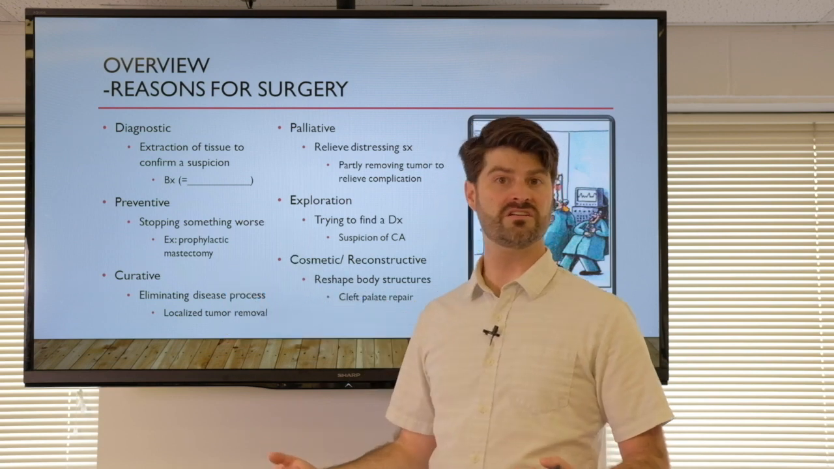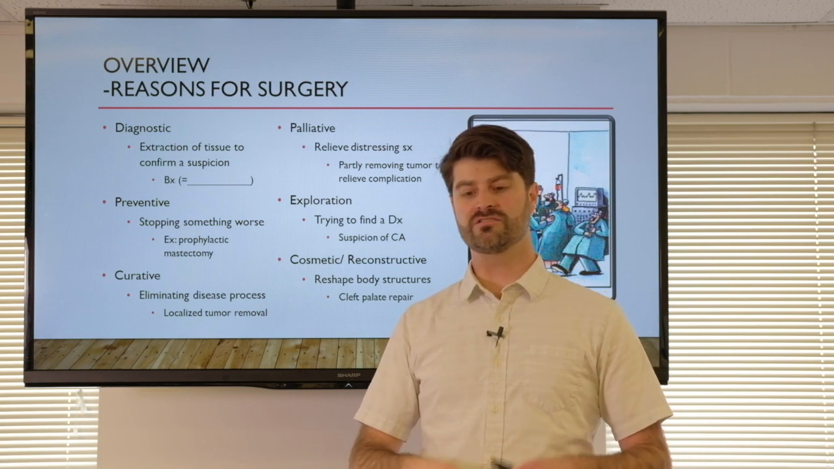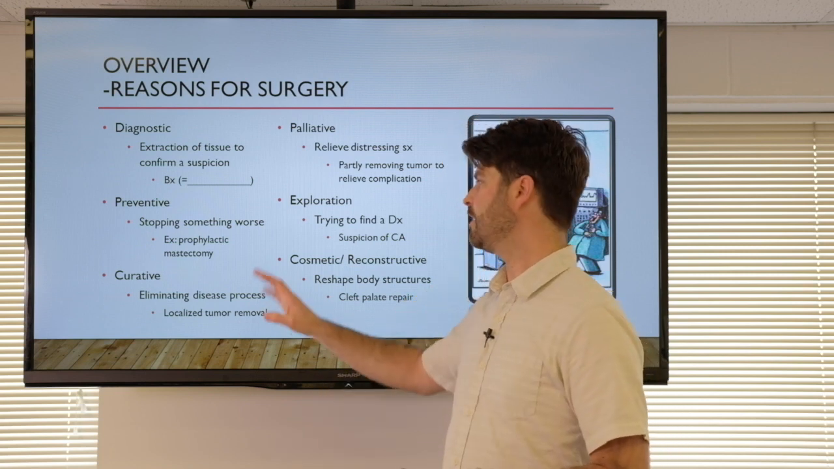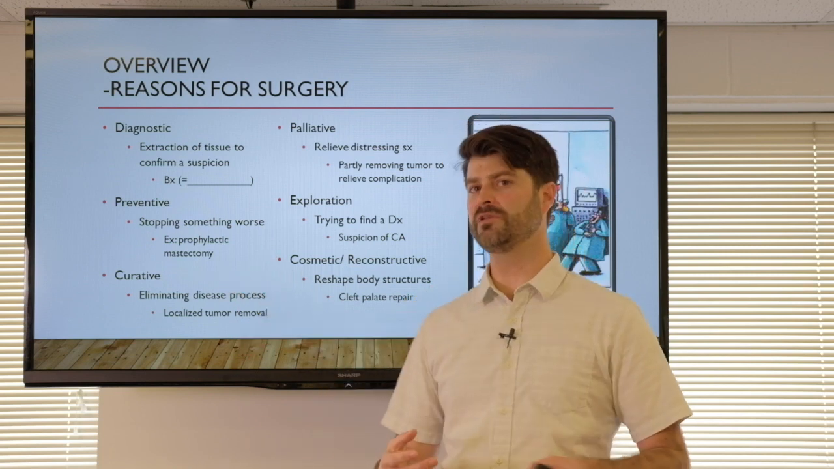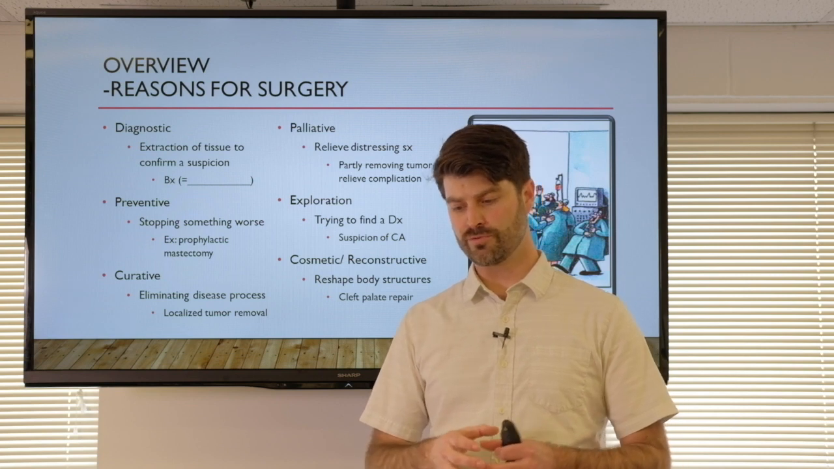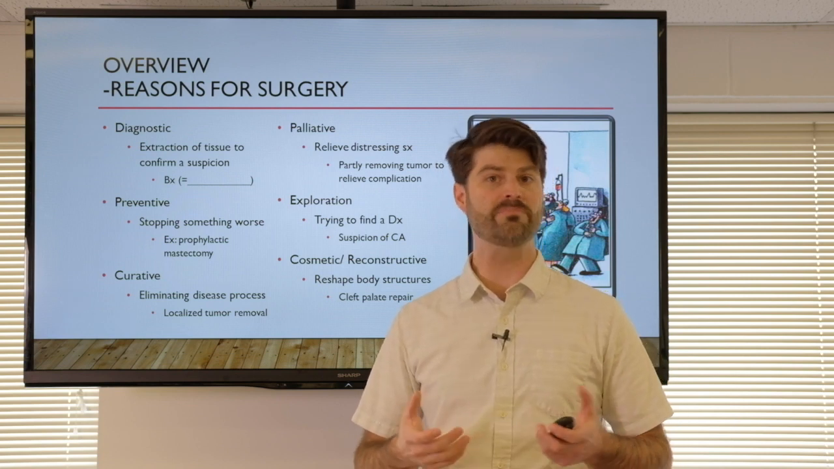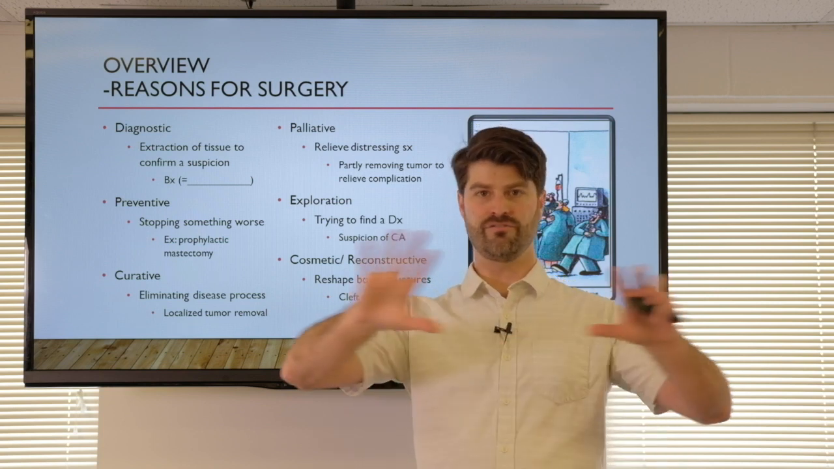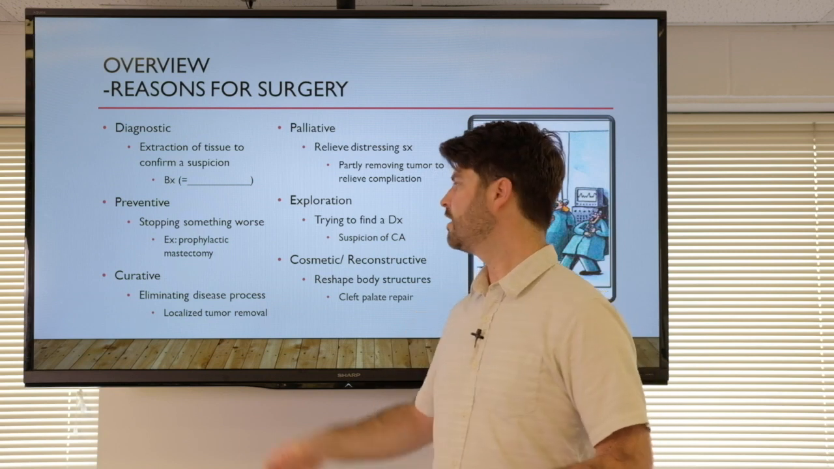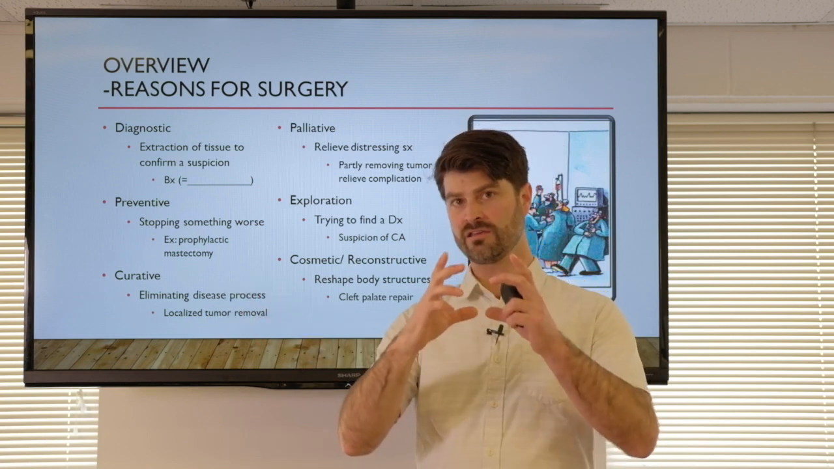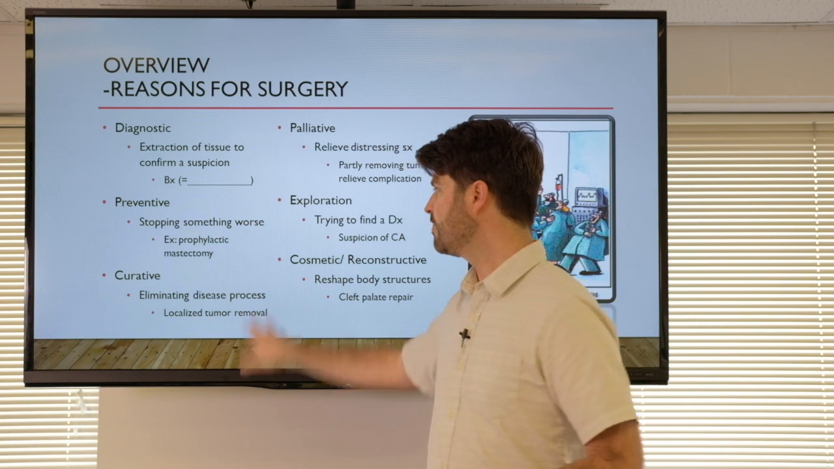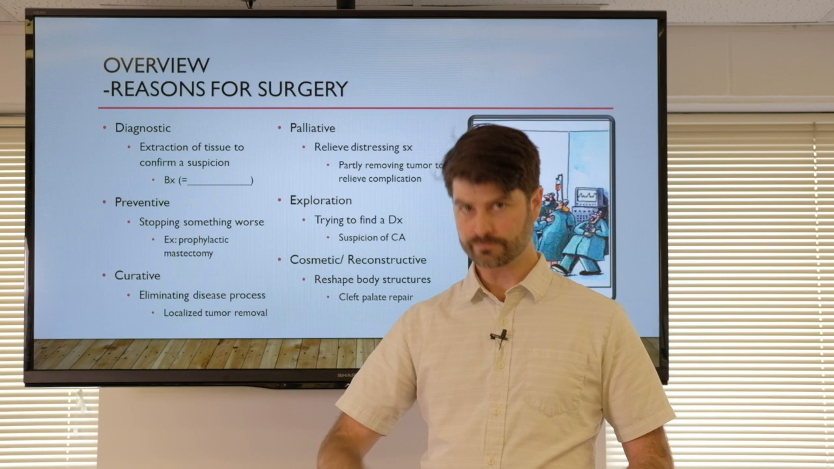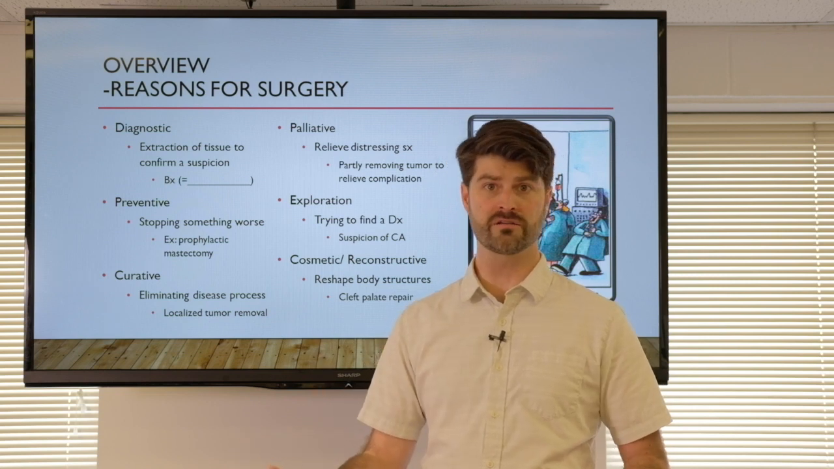Then we have curative. This is to eliminate a disease process. So if a patient has a tumor, we're sticking with cancer because that's a big reason that patients do have surgery. Curative type surgeries are elimination of the disease. A lot of times when tumors grow, they're what's called encapsulated, meaning that they're in kind of a nice little area and they're not diffuse and spread throughout tissues. If we can remove that loculated or encapsulated tumor, that's a curative type of surgery because as soon as we remove all that tissue, the disease process has been eliminated.